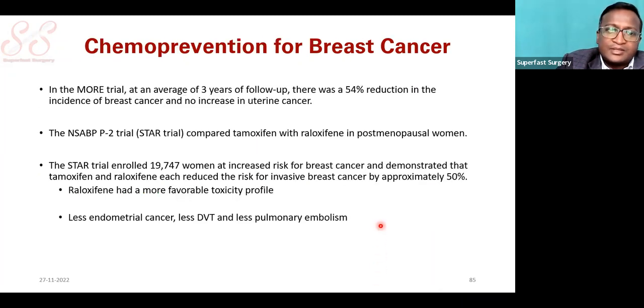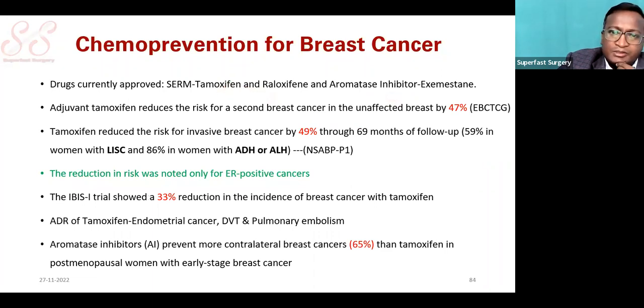Now, the STAR trial compares raloxifene with tamoxifen. Which one is better in postmenopausal women? The STAR trial, NSABP P2, found that both are similar, but the toxicity profile is better with raloxifene. Raloxifene is not associated with endometrial cancer, DVT, or pulmonary embolism. So according to the STAR trial, raloxifene is preferred in postmenopausal women for breast cancer, while for young women we give tamoxifen.